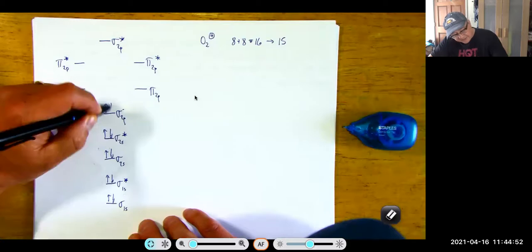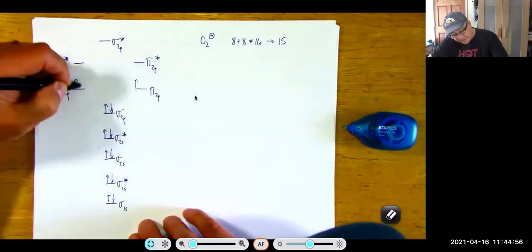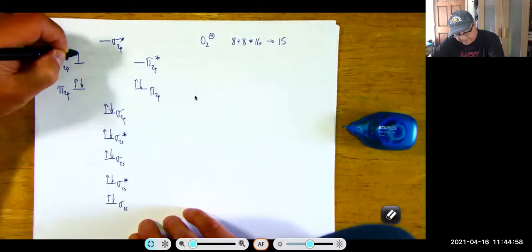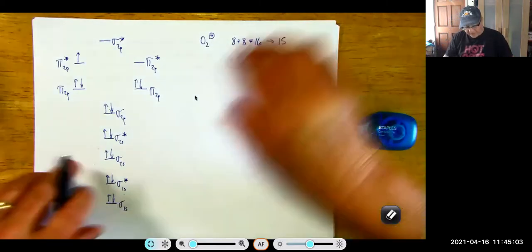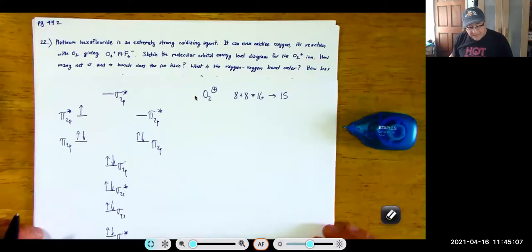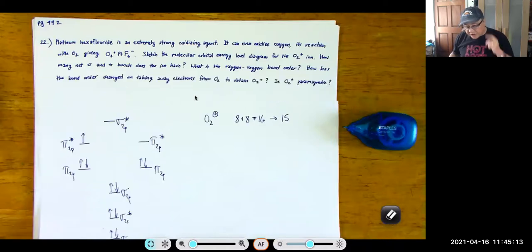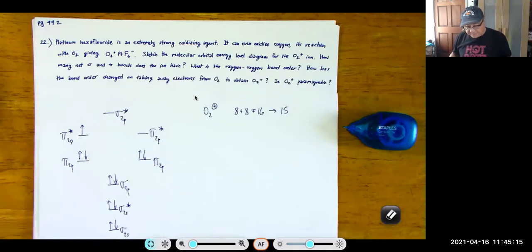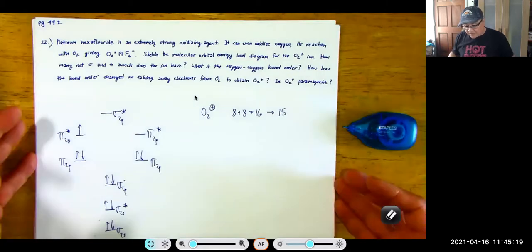So that's 10, 11, 12, 13, 14, 15. Okay, now they ask you, sketch the molecular orbital diagram. How many net sigma bonds and how many net pi bonds? And what is the oxygen-oxygen bond order? And how has it changed when you take away an electron?